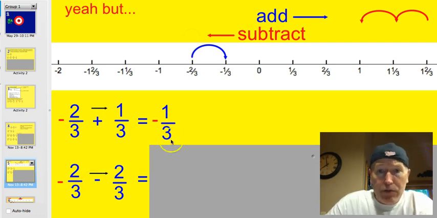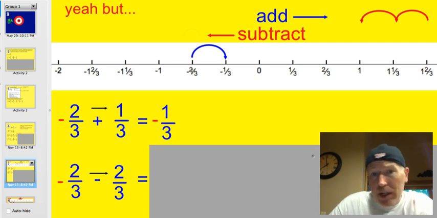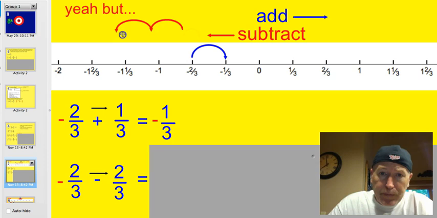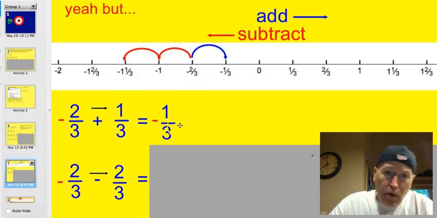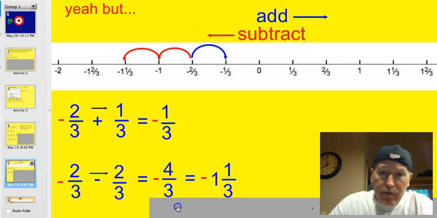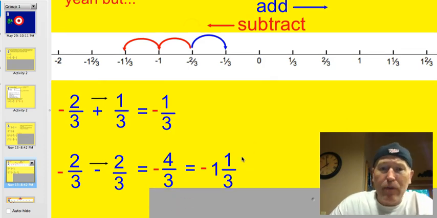All right, try this next one. You're at a negative 2/3. Now we're still here at negative 2/3. And we're going to subtract. Well, when I subtract, I got to go this direction. So let's do it. We're at a negative 2/3. My number line has the intervals of thirds. So if I subtract 2/3, I'm over here at negative 4/3, which is really the same as a negative 1 1/3.